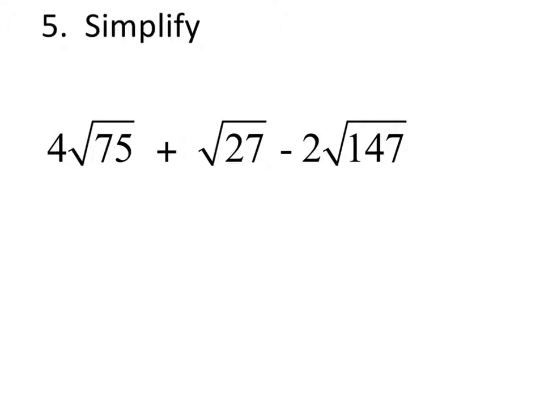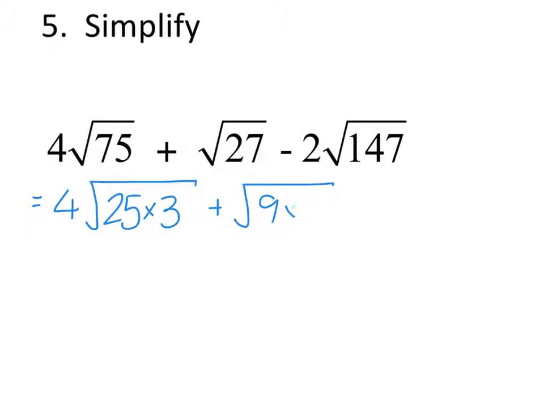This is question number 5 in the non-calculator. It's obviously a surds question. We're asked to add and subtract the surds, so we can't do that until they're the same. So we'll do that by simplifying them first. So we have 4 root 75. So 75 has to be 25 times 3 plus root 27, which is going to be 9 times 3. Take away 2, and then we have root 147, which is going to be 49 times 3.